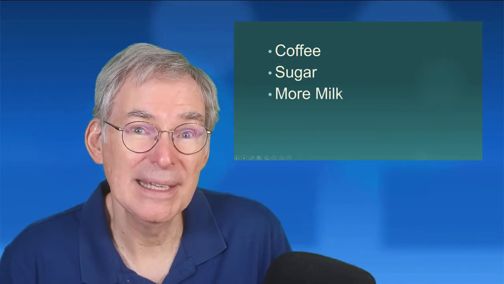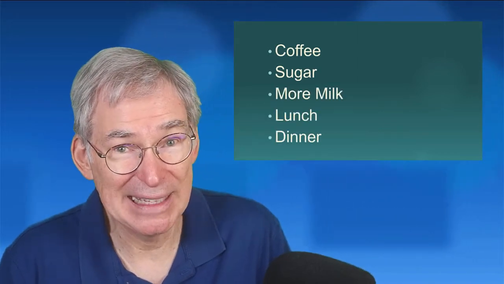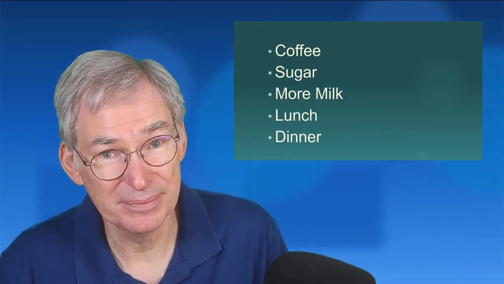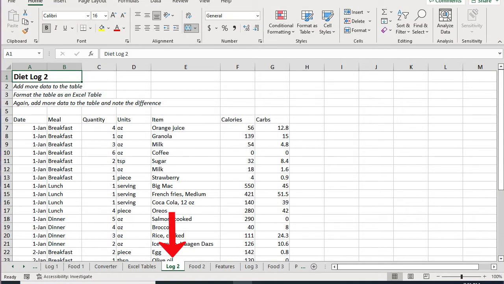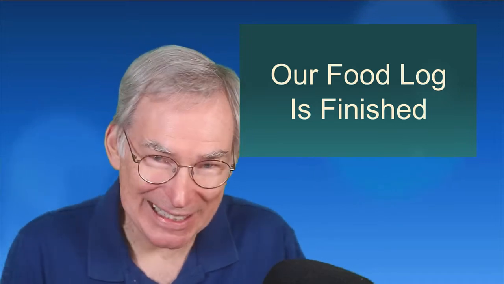Next, we're gonna add some coffee and sugar and more milk, and then some items for lunch and maybe a snack in the afternoon, and then some dinner items. If you wanna see what a full day might look like, go to the sheet log 2. Okay, so now we have an Excel sheet that lists all the foods we supposedly ate in one day.